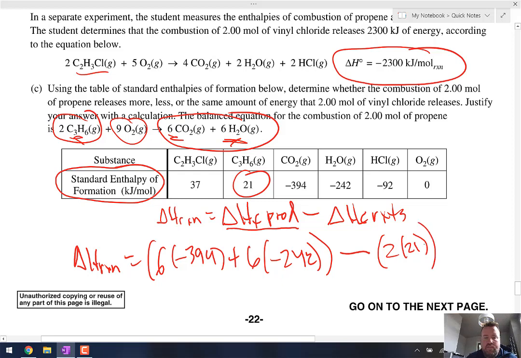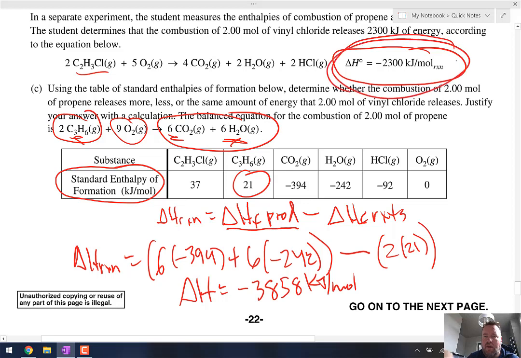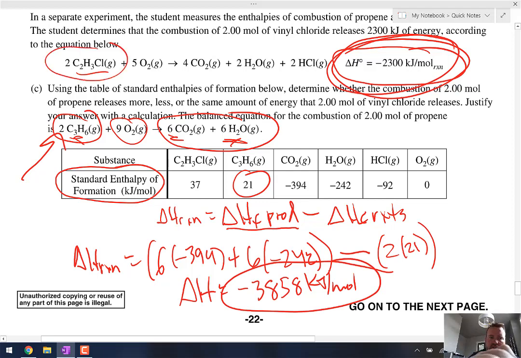So that's it. So then we plug those numbers into our calculator. Hopefully you've already done this, and you should get an enthalpy change of negative 3,858 kilojoules per mole. And now we're simply going to compare that number to this number up here. Remember, the question says, determine whether the combustion of 2 moles of propene, which is this one here, this is the one we just calculated, that's the propene value, releases more or less or the same amount of energy than vinyl chloride. So here's our vinyl chloride again.